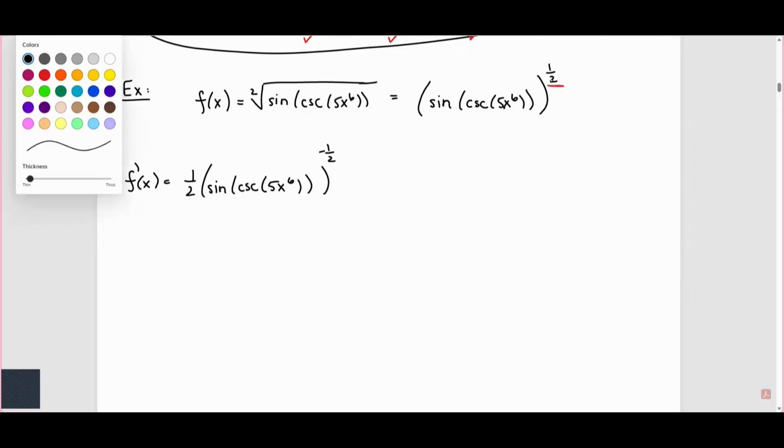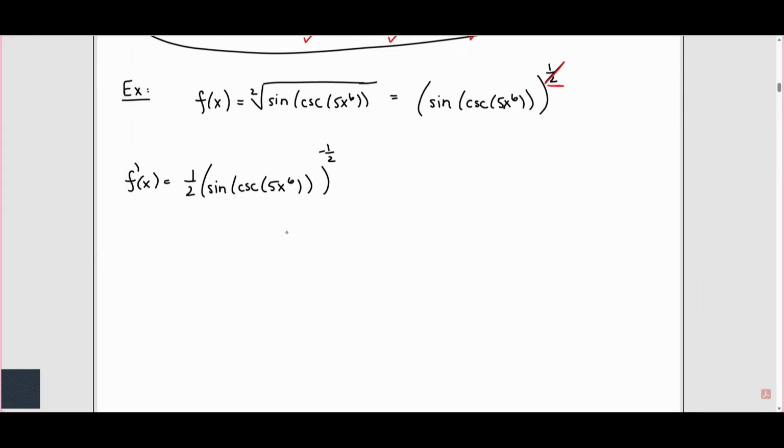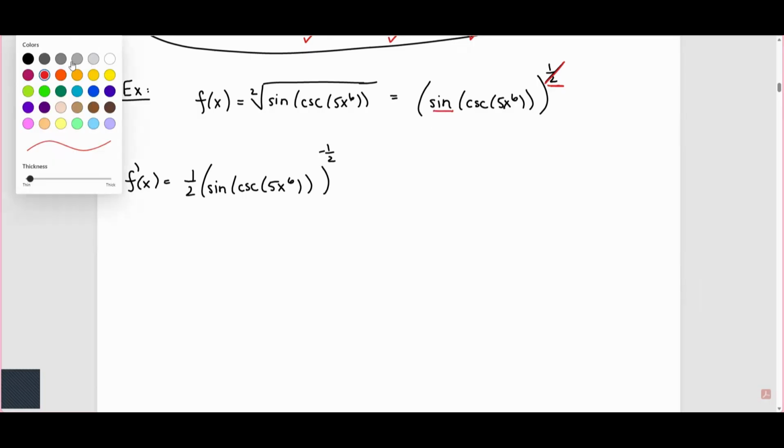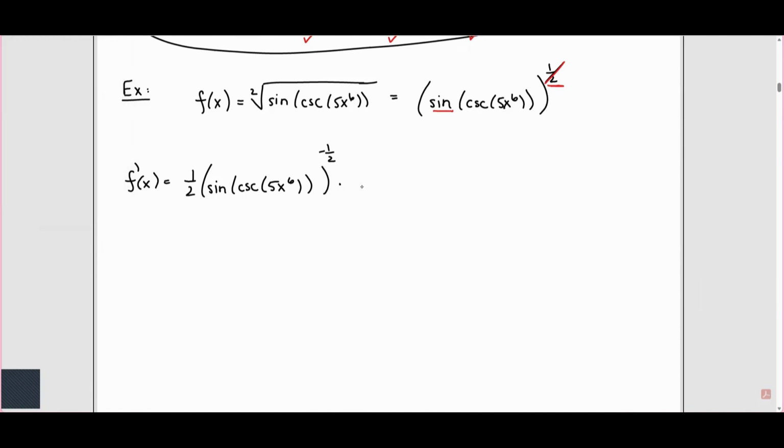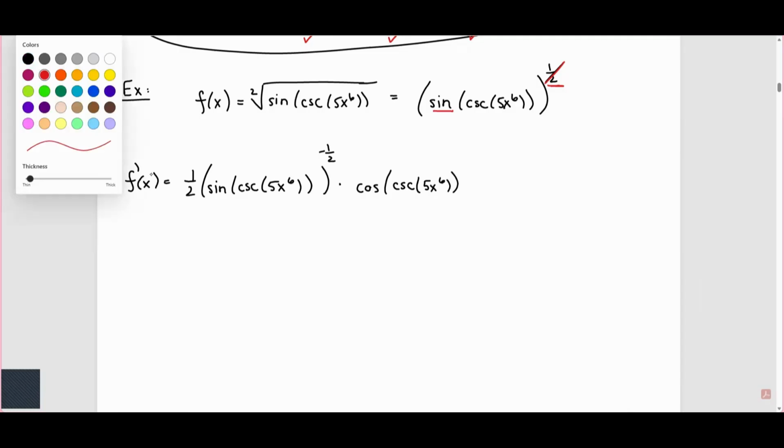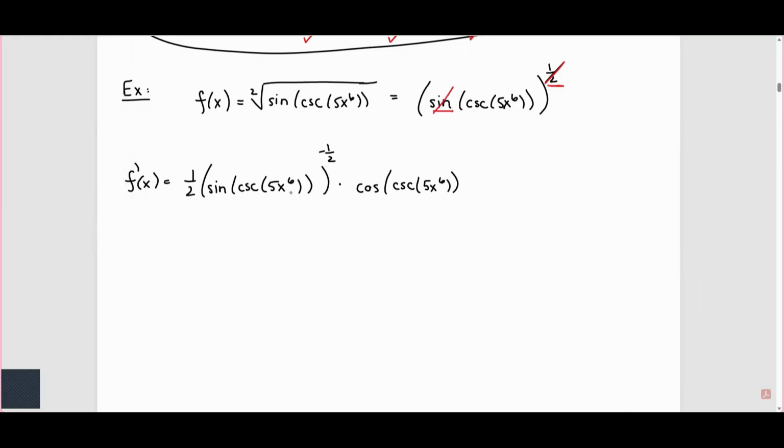Aha, so I've finished this portion. I took the derivative of that 1/2 exponent. Let's keep moving inward. Now I need to take the derivative of sine, and the derivative of sine is cosine. And each time we take one of these layers, I leave everything inside the same. So I'm leaving in the cosecant 5x to the sixth. Okay, so I've peeled back another layer. I've taken the derivative of the sine portion. But notice I still kept the cosecant 5x to the sixth nested inside. Okay, let's keep moving inward.